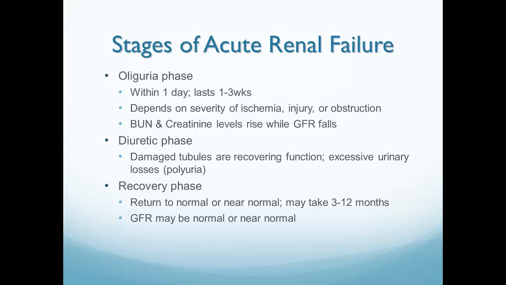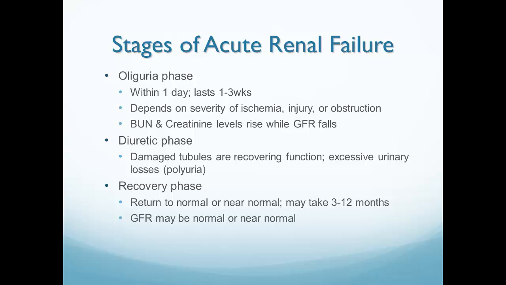The oliguric phase is going to look just like renal failure. We're going to see decreased urine output and an increase in BUN and creatinine. It looks just like the patient has renal failure. However, keep in mind that acute renal failure is a sudden cessation of renal function, so it happens quickly, and the patient does not have time to get used to it.